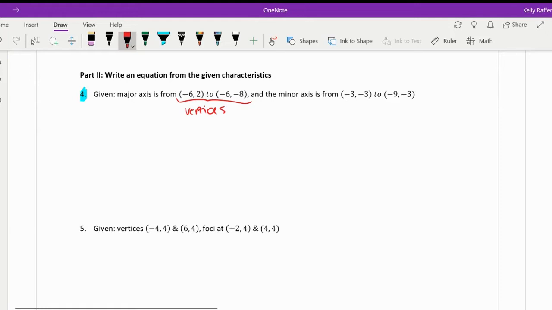Since the y values are changing, and picture (-6, 2) and (-6, 8) on a graph, this tells me that this is going to be a vertical major axis, right? Because they're vertical, they go up and down, they're above each other. The first thing we need to do is find, well, kind of two things here. From this, we can find the center of our ellipse. It's going to be the midpoint of these two points.